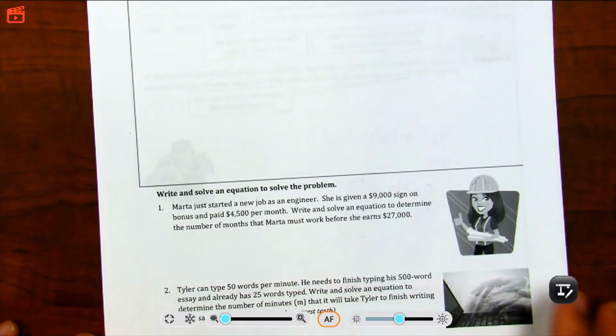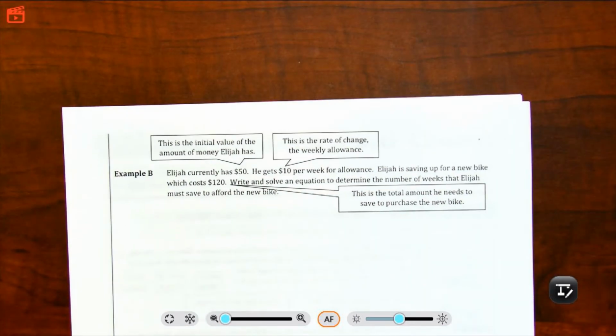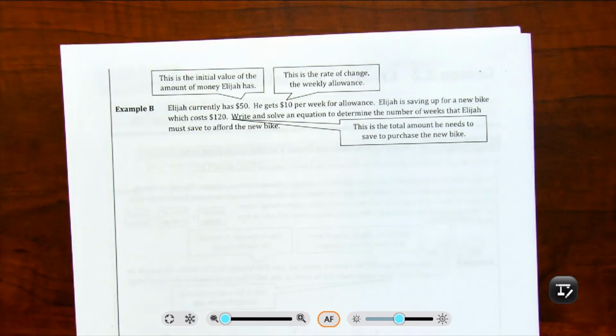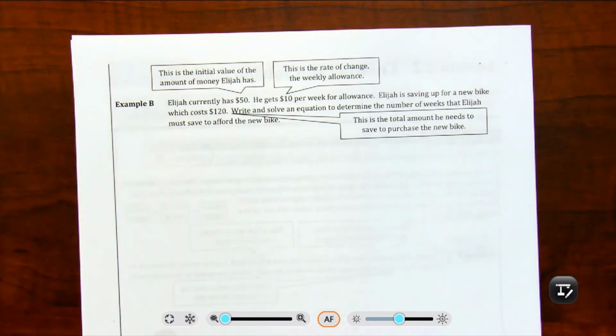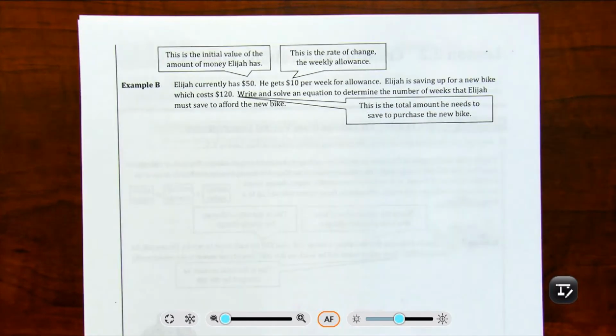Okay, let's look at another example. Elijah currently has $50. He gets $10 per week for allowance. Elijah is saving up for a new bike, which costs $120. Write and solve an equation to determine the number of weeks that Elijah must save to afford the new bike.